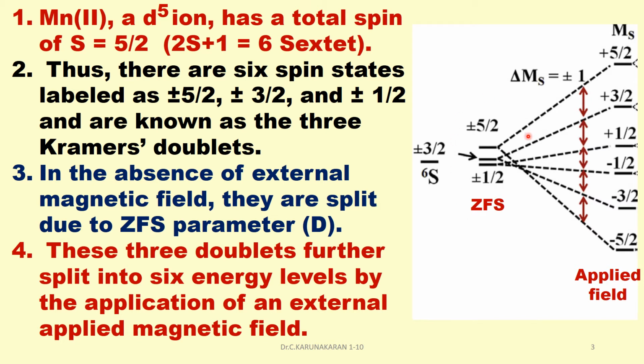We have already studied that for odd number of unpaired electron species, the ground state is a doublet called Kramers doublet. Further, in the presence of Zeeman splitting, or in the presence of magnetic field, these 3 doublets further split into 6 energy levels by the application of magnetic field.